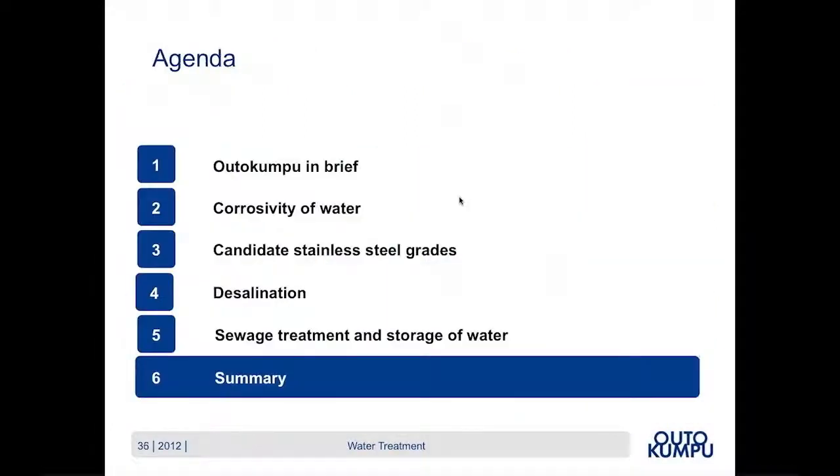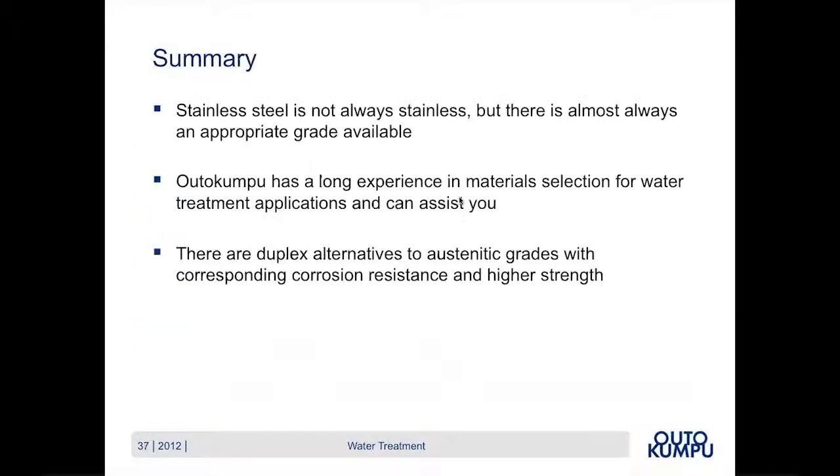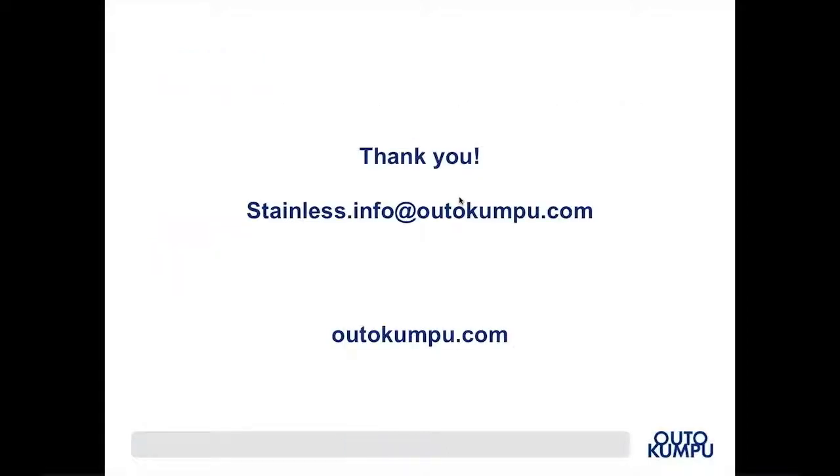In conclusion then, sorry to say it, but stainless steel isn't always stainless. But there is almost always an appropriate grade available. And Outokumpu is here to help you make sure that you select the right grade for your application. With long experience of water treatment applications, also remember that for every austenitic grade, there is a duplex grade with a higher strength.